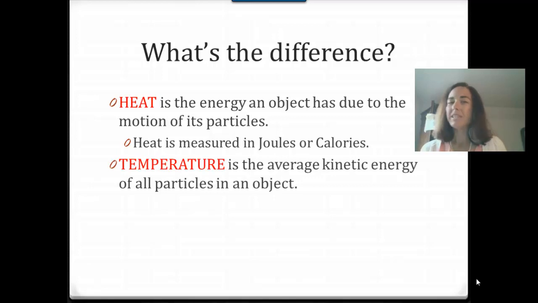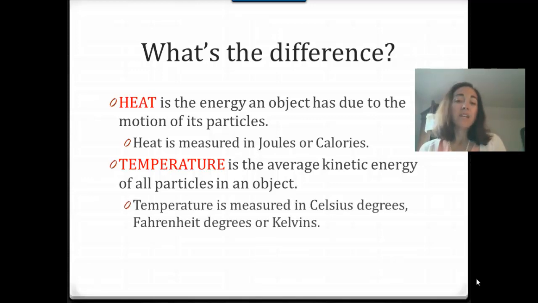So what's temperature? Well, temperature is the measure of the kinetic energy of all the particles in an object. So not every particle has to be moving with the same speed, but when you take the average of all of those, that's how you get the temperature of the object. So the more motion the object has, the higher its temperature will be. Okay? So, temperature is the one you're familiar with. We measure it in Celsius degrees or in Kelvins, or in this country we typically use Fahrenheit.